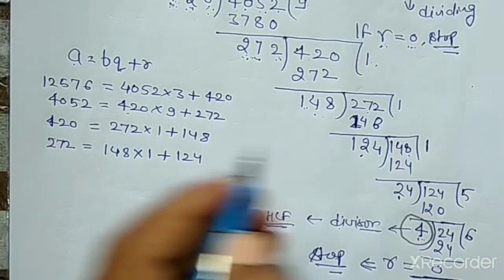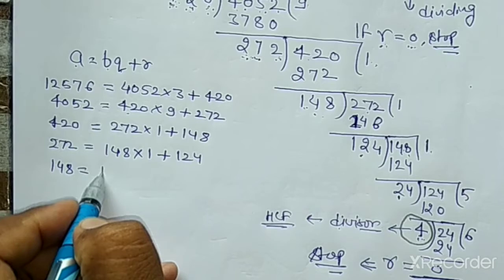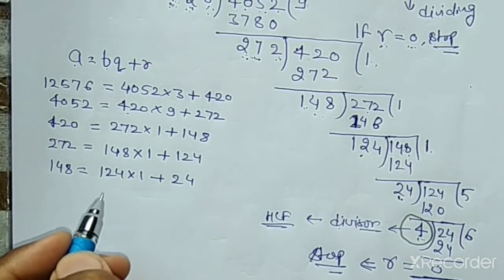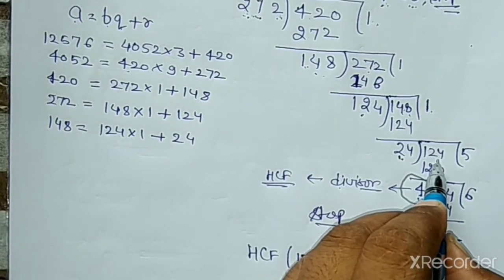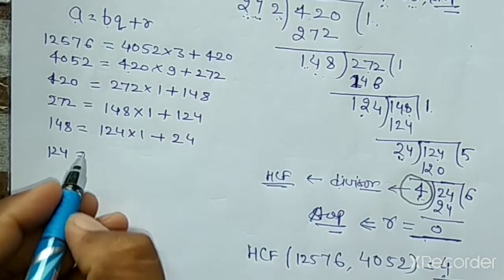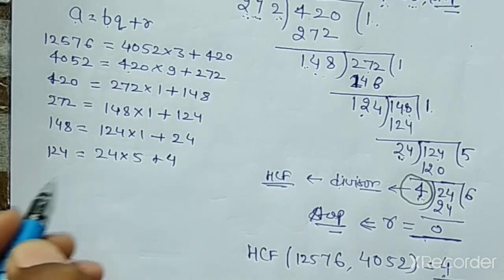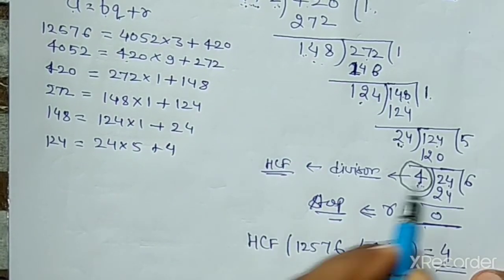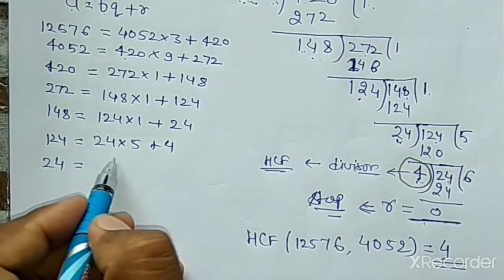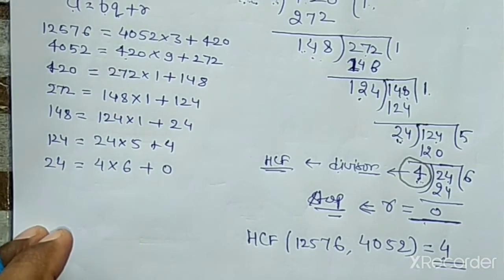Again you can write 148 equals 124 into 1 plus remainder 24. Okay, similarly you can write 124 equals 24 into 5 plus 4. Okay, and again you can write 24 equals 4 into 6 plus 0. Okay, 4 into 6 plus 0.